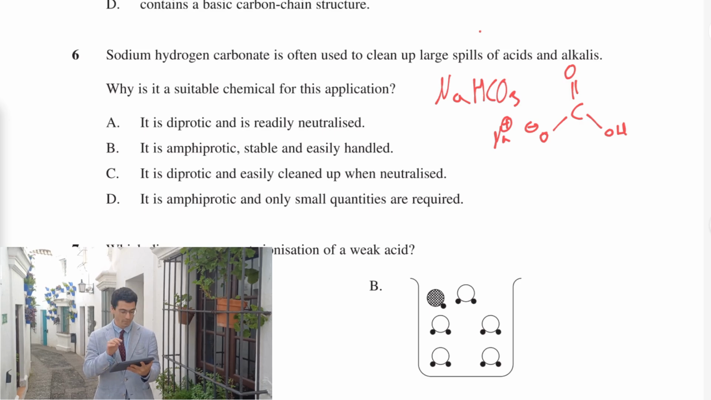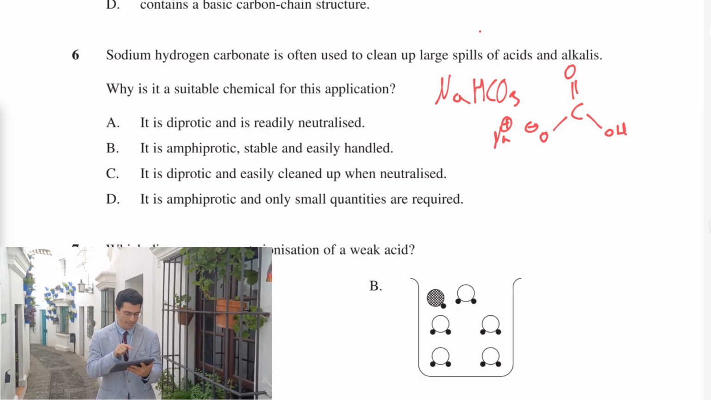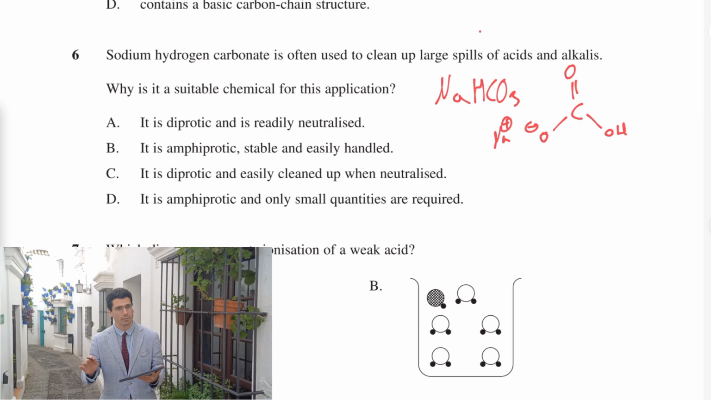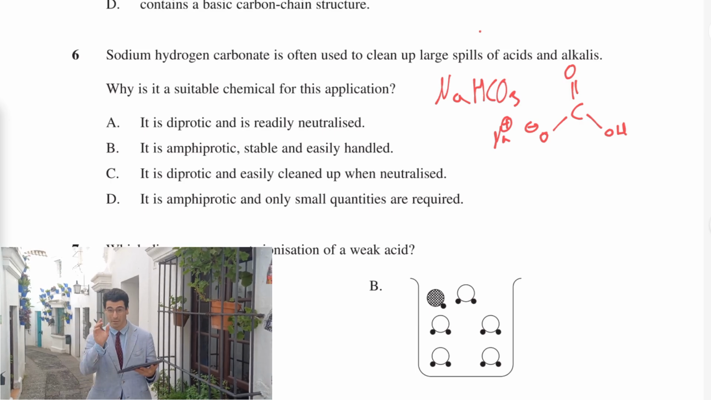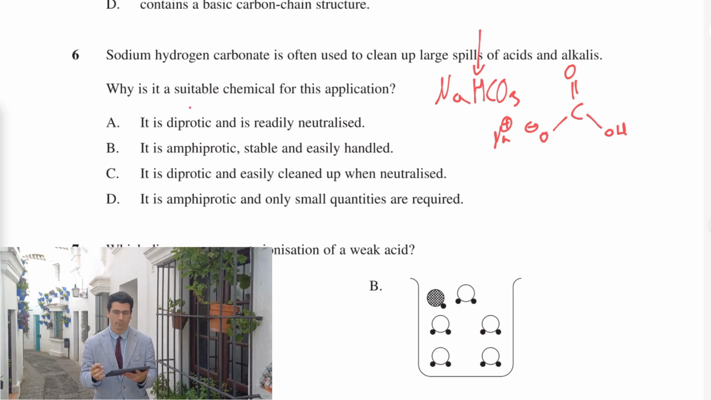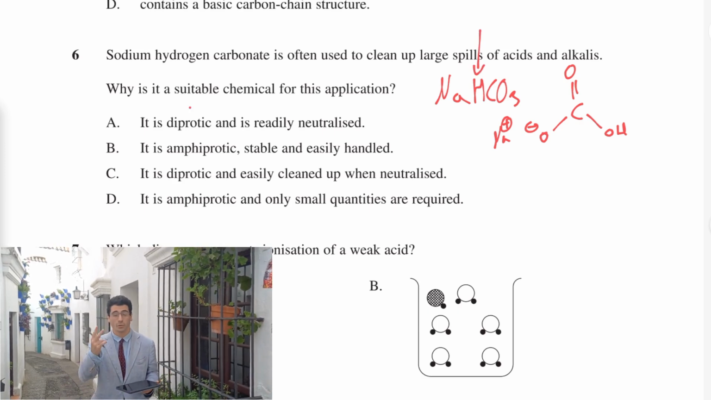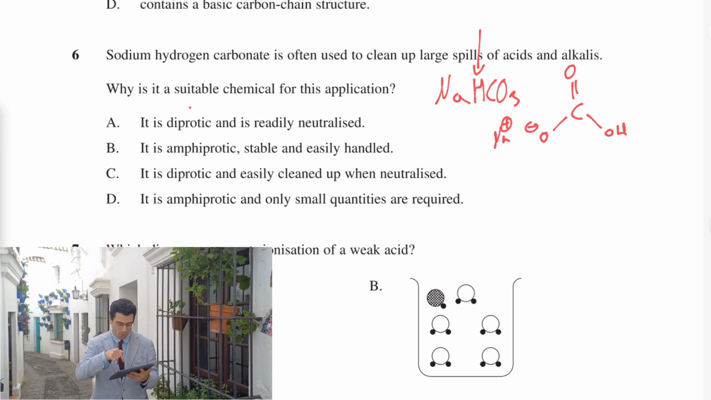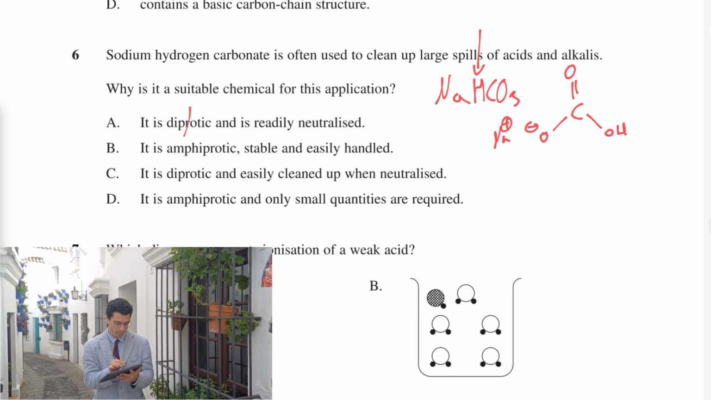Now, I want you to look at answer A. It is diprotic. Let's not read the rest of the sentence because diprotic is already problematic. If you look at the molecular formula, diprotic would mean that it has two protons, but there's only one single H, so it cannot be A.